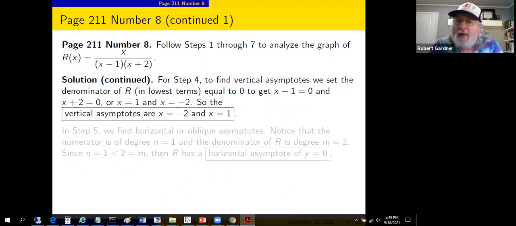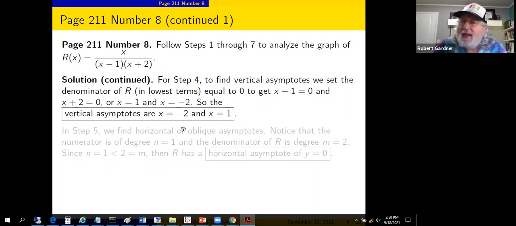Step 4, vertical asymptotes. Vertical asymptotes will occur where the denominator is 0, when r is in lowest terms. It's simplified, it's in lowest terms. So we look where the denominator is 0. These are the points we removed from the real number line to find the domain previously. Denominator is 0 when x minus 1 is 0, or when x plus 2 is 0, this factor or that factor. That is when x equals 1 or x equals negative 2. So these are the vertical asymptotes. X equals negative 2 and x equals 1.